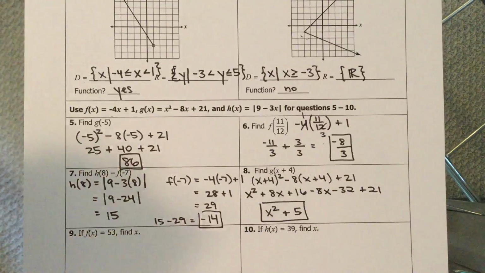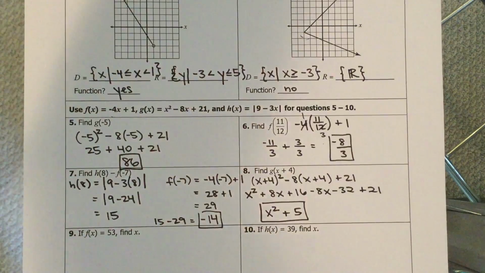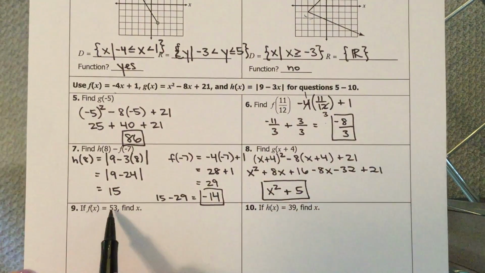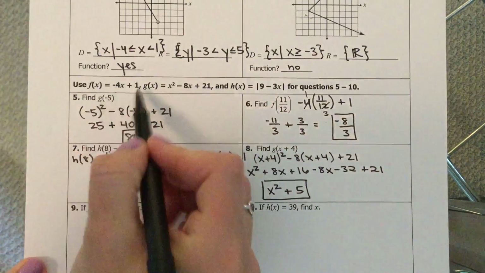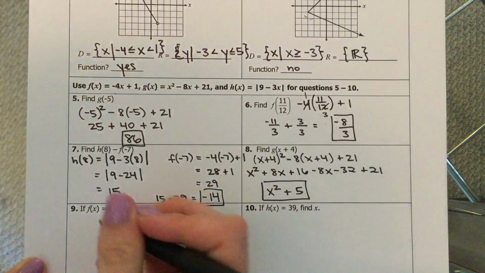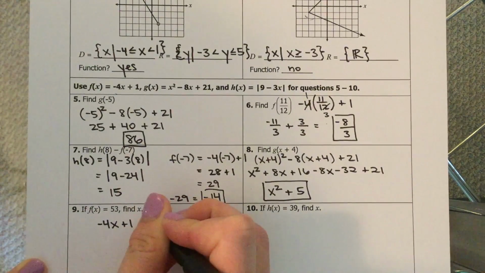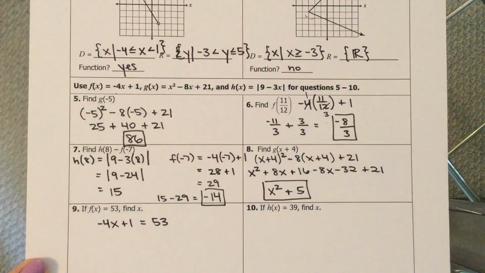Okay, these two, 9 and 10, are a slightly different version of this type of problem. This one, you're solving an equation. So this says f of x equals 53. So this is f of x. We want to set it equal to 53. So it basically just turns into solving an equation like that.